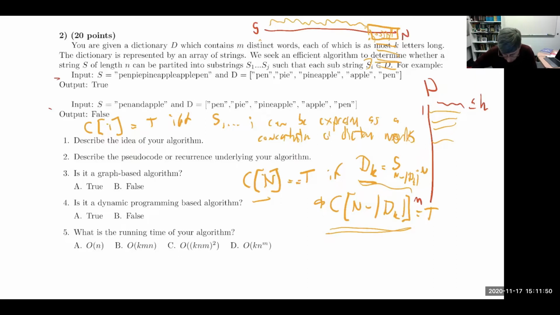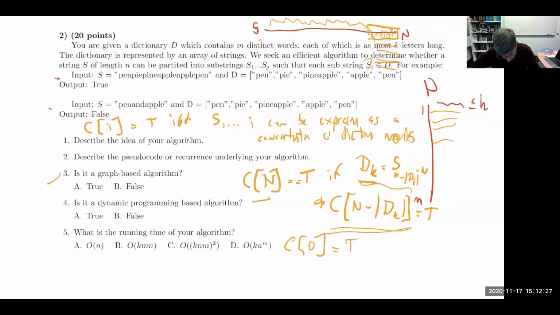What's the boundary case of this recurrence? Does anyone want to tell me my boundary case? Somebody's got to see it. Okay, C sub 0 is equal to true. An empty string of length zero can certainly be expressed as a concatenation.